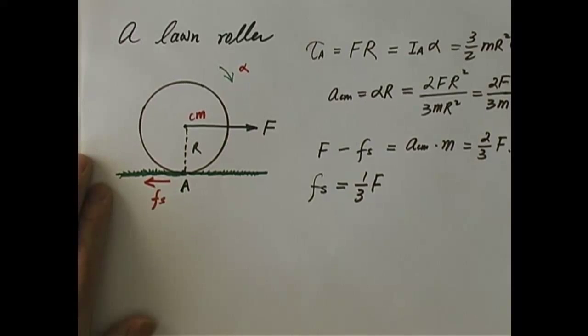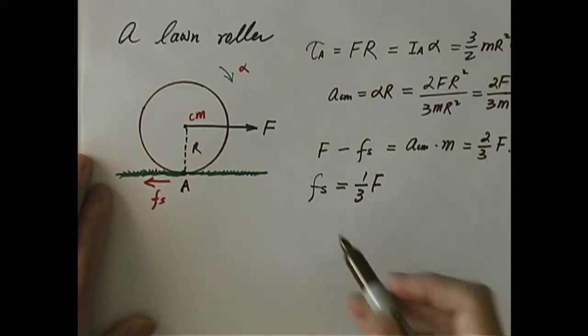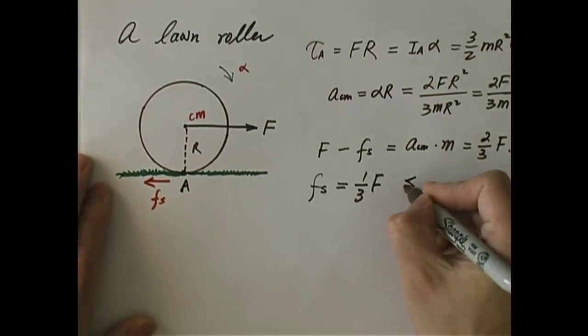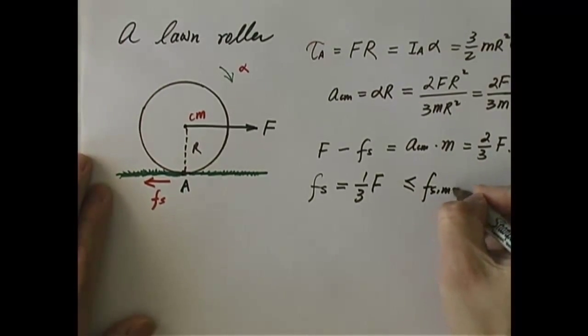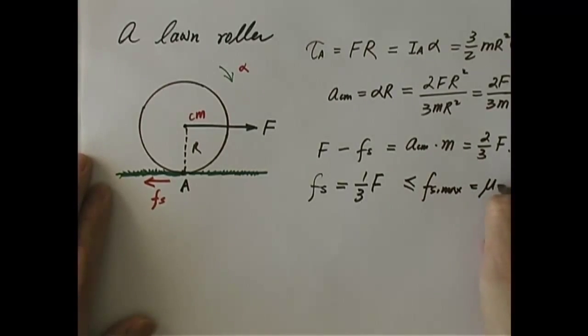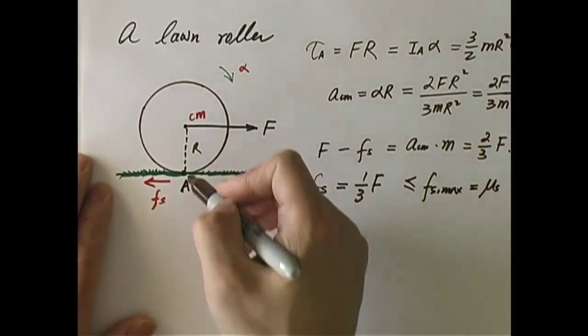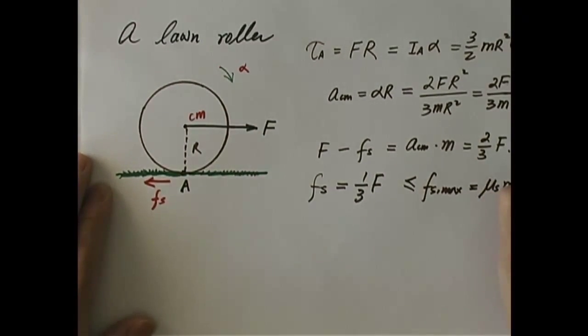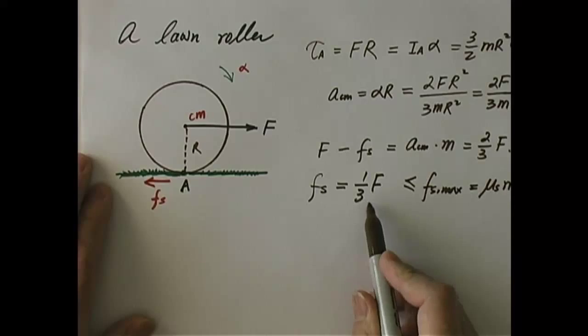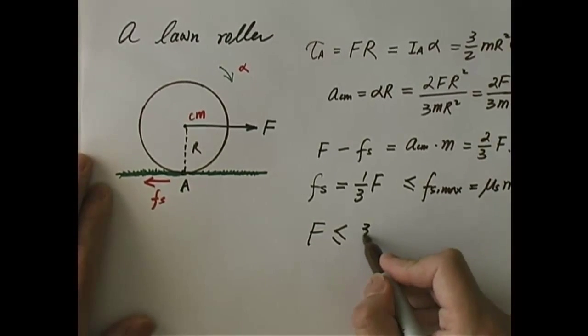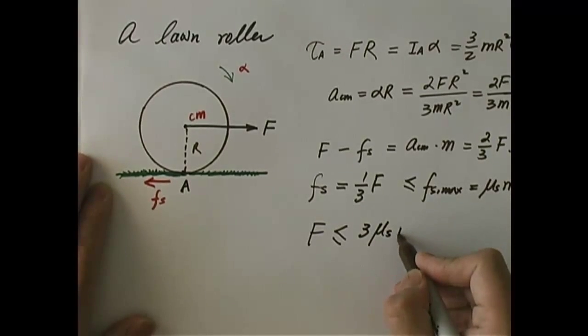That makes perfect sense. And by the way, Fs cannot exceed its greatest possible value, which is the maximum value of mu s N. What's N? N is the contact force on a horizontal surface. N is just equal to mg. All right? So therefore, what's the greatest force you can possibly pull with? 1/3 F has to be less than that. So F has to be equal to or less than 3 mu s mg.